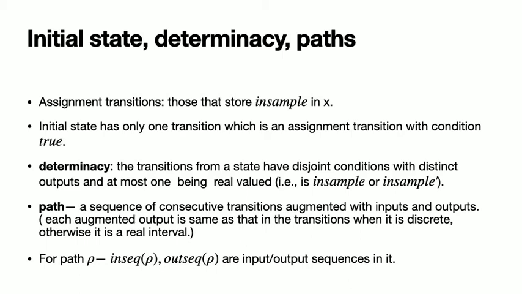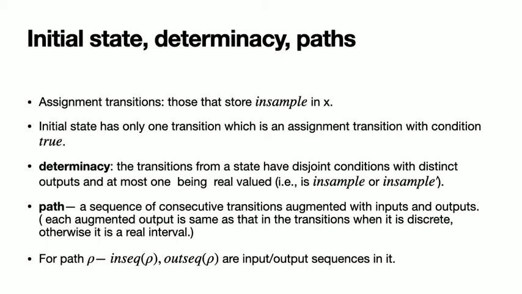Now, a path is a sequence of consecutive transitions of the automaton augmented with inputs and outputs. Remember that the transitions of the automaton do not have any inputs, so we augment the transitions with inputs. And of course, we also augment them with outputs.